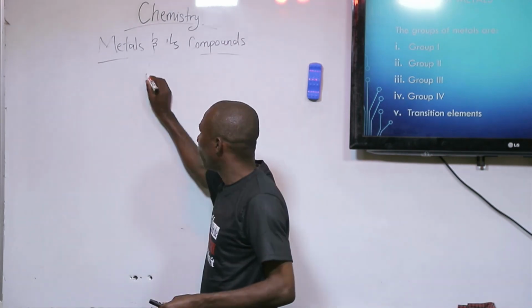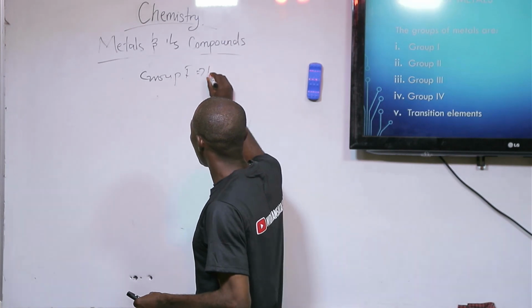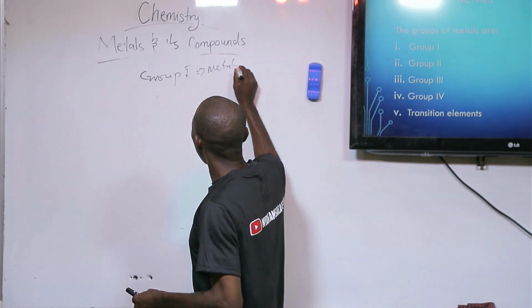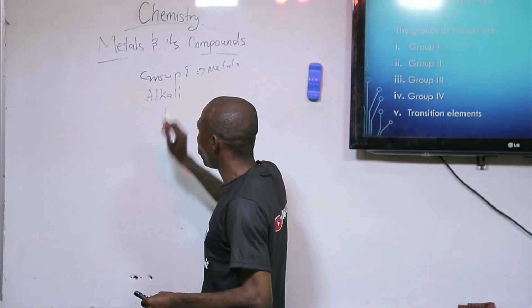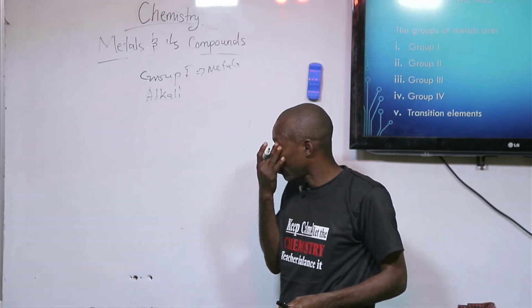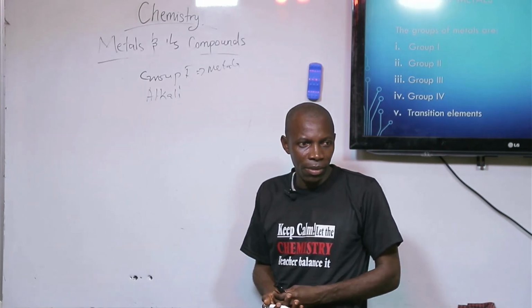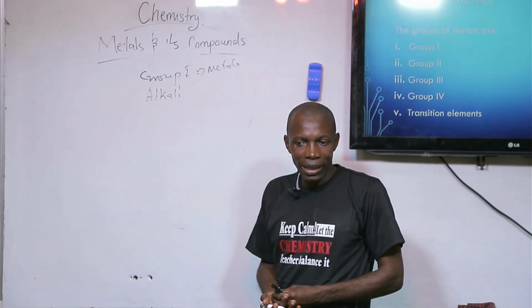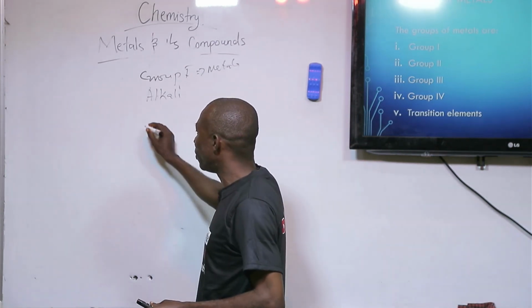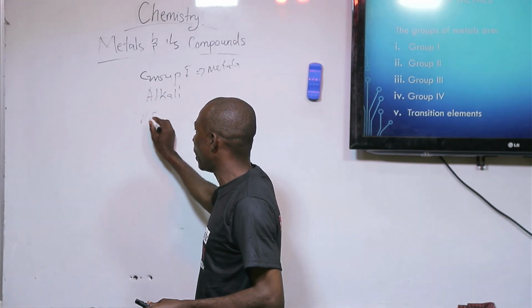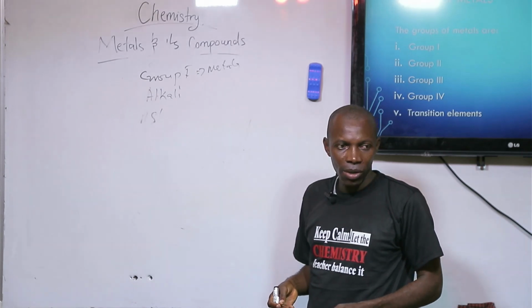You have the group 1 metals. These group 1 metals are also called alkali metals. They occupy the first row in the periodic table, and they contain the S block. The group 1 metals are normally written as ns1. They contain the S block.